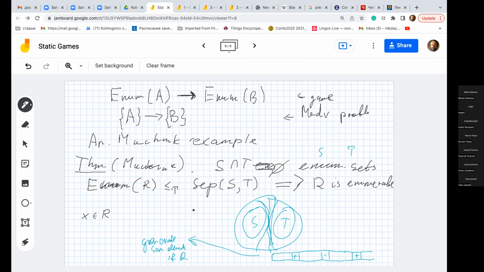In this way, we enumerate some part of R, but not the entire R. For example, the Oracle machine can start with asking for some element which is not in S and not in T, for some non-important element. And then the machine may ignore the answer, but still it was asked. And so for this element, we never know what will happen.